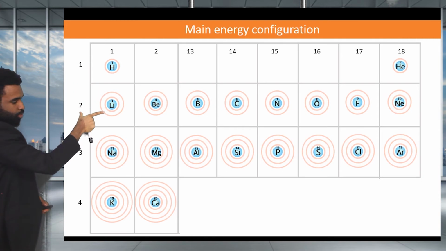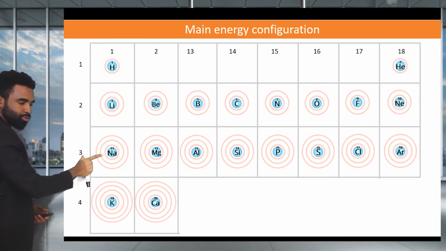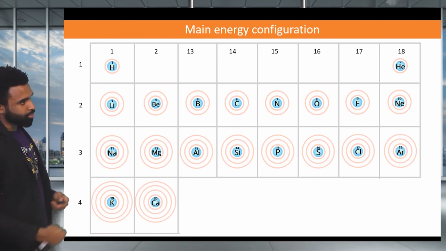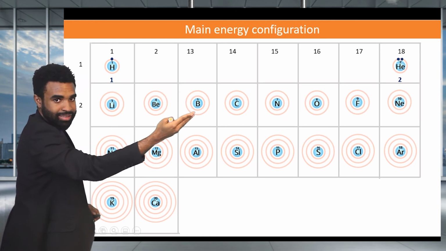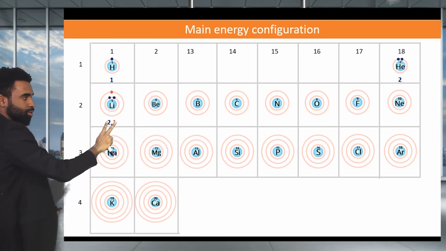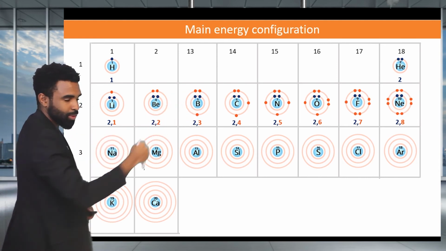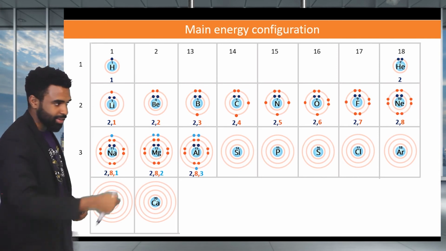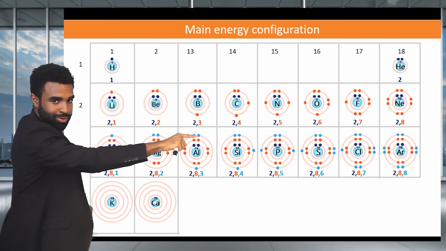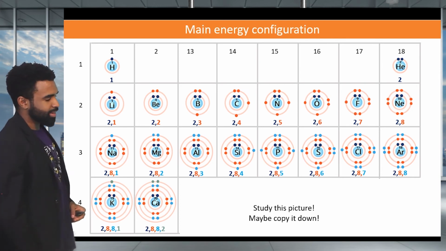We have 1 shell, 2 shells, 3 shells, and 4 shells. Or if you like, 1 main level, 2 main levels, 3 main levels, 4 main levels. Then we add the electrons. Here we have 1 electron, 2 electrons. Now that shell is full. We go here to 2, 1, 2, 2, 2, 3, 2, 4, and so on down to 2, 8, where we fill it up. We come here to 2, 8, 1, 2, 8, 2, and so on down to there. Argon, 2, 8, 8, we filled it up. And we start with 2, 8, 8, 1 and 2, 8, 8, 2.